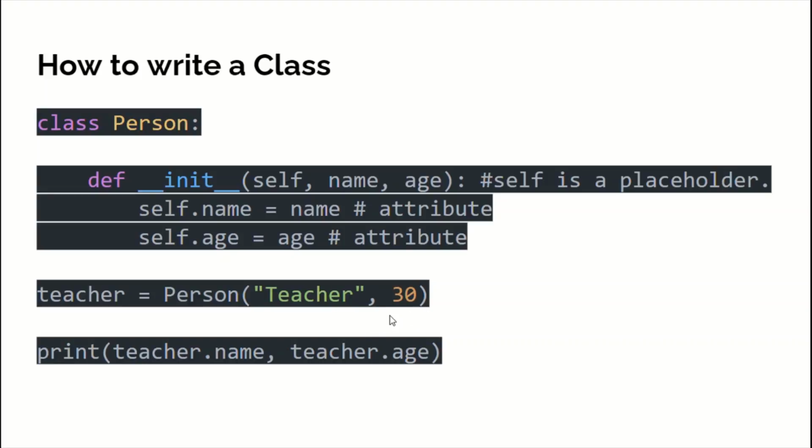Now, when we want to print out the attributes of this instance, what we do is put the attributes in a print statement. So we do print, and instead of having self.name like we have inside the initializing function, we need the variable name. So teacher, which is the name of the variable, dot name, and then it's also printing teacher.age. So when we run this code, it's going to print out teacher and 30.